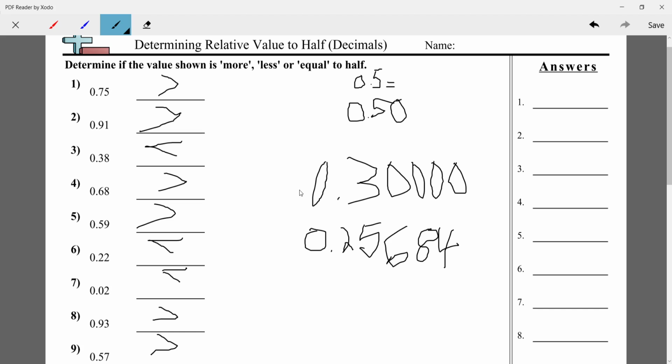to make the point that to compare decimals, the easiest thing is to just add zeros. If they don't go to the same place value, add zeros to the one with fewer digits after the decimal, so that they go to the same place value, and then see which number is bigger. So 30,000 is bigger than 25,684, so 3/10, or 30,000 hundred thousandths, is bigger than this number.